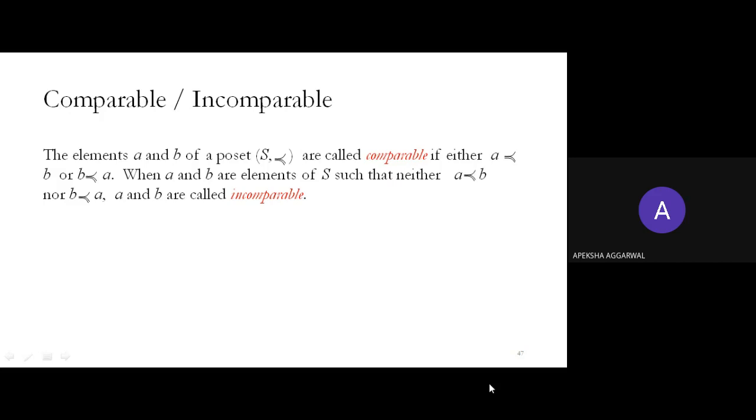Now there are two terms. One is called comparable and another is called incomparable. So elements A and B of a poset S, less than equals to, are called comparable if either A is less than equal to B or B is less than equal to A. So either of the two should be satisfied, then we will say A and B are comparable. Okay? Now in incomparable, this is not the case. In incomparable, A and B are the elements of the set such that neither A is less than equal to B nor B is less than equal to A. Then A and B are called incomparable.